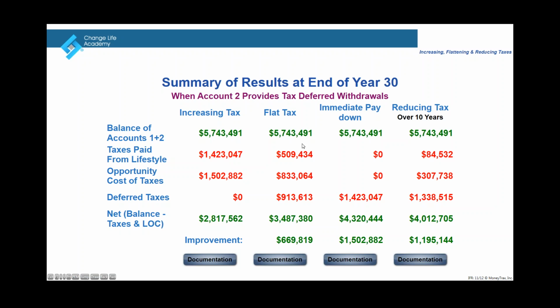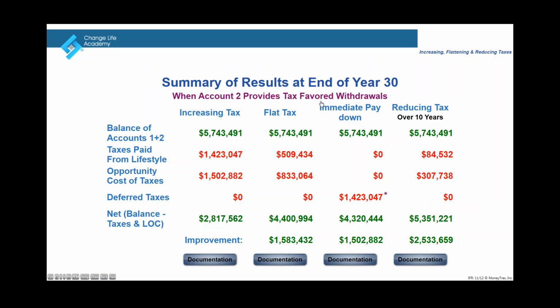But either way, as they can see very clearly with this illustration, the increased tax scenario that they're in right now is not the most effective. They have no deferred taxes, so they're paying taxes every year. They're losing a ton of opportunity costs on the money. And as you can see, the taxes paid from the lifestyle, they're actually paying that out of their pocket. So their net account balance is $2.8 million. It's very easy to go across and look at this and see that the immediate pay down is always the most effective and the fastest. In other words, the faster you can move the money, the better to get that tax deferral. The improvement is listed there at the bottom.